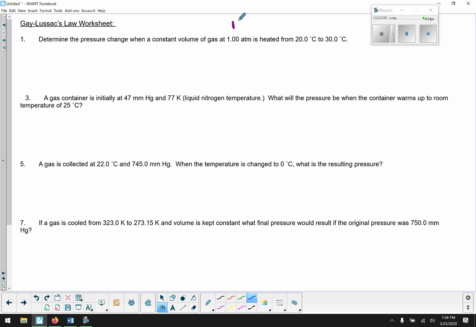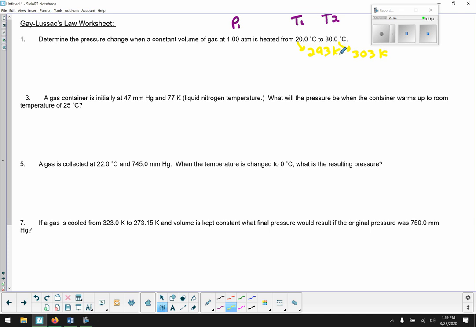At 1 atmosphere, that's a pressure, is heated from 20 degrees, that's the initial temperature, so that'll be T1, to 30 degrees, T2. But these are both Celsius, so immediately 273 plus 20 is 293, and plus 30 would be 303.